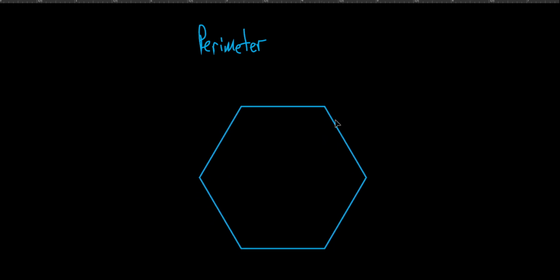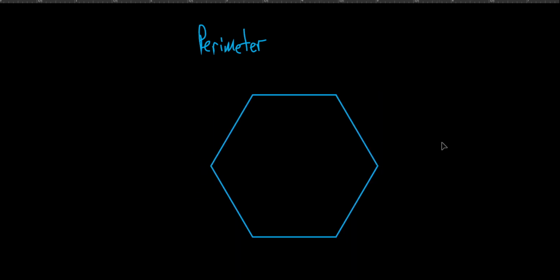This is a regular polygon. It doesn't have to be a regular polygon, but let's say it is. If I said the length of one of the sides was 5, and let's say I told you it was a regular polygon, what does that mean? All the sides are equal and all the angles are equal.